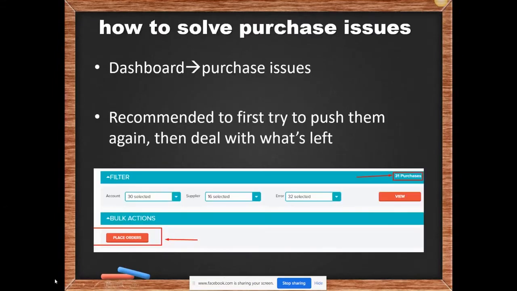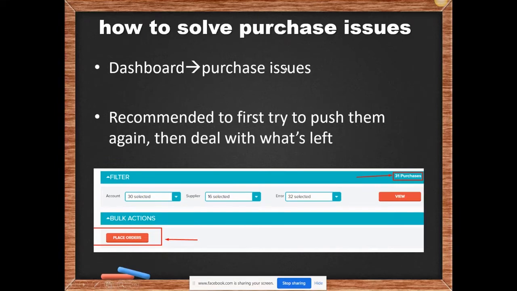So where do you see your purchase issues? If you don't know, it's in your dashboard, right in front of your eyes when you log into your user. You can also access it through your orders tab. You have purchase issues in the drop down menu, so you can check it there.